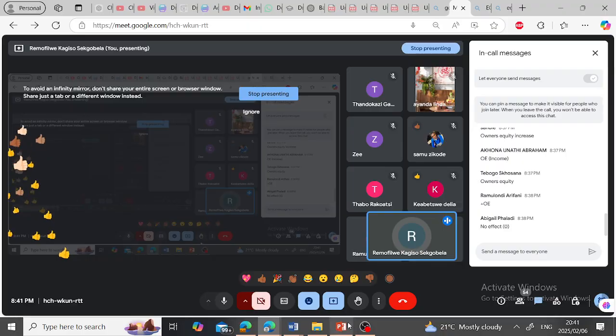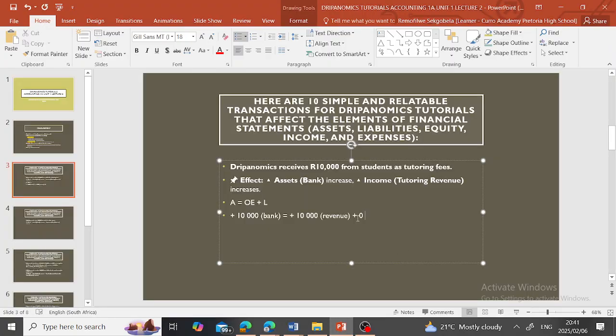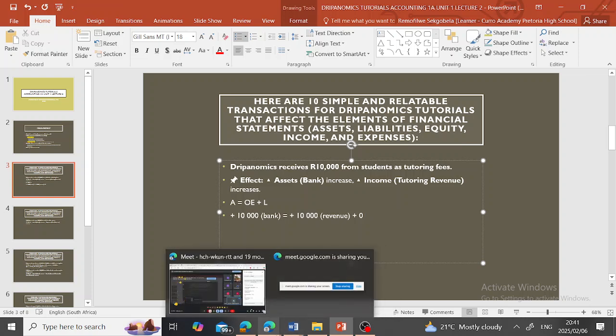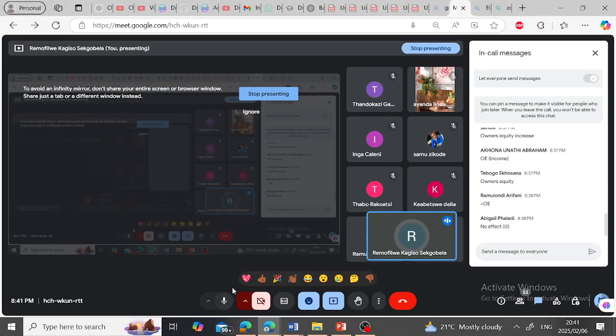So now we did what we call the accounting equation. Let us now define and apply the elements. We already said that bank is affected and income is affected. But now I have a question for you. We are talking on behalf of Dripanomics. If we receive 10,000 from students as tutoring fees, what element are we talking about here that we must define? What main element is being talked about? Because we know there's bank and there's income. But what's the main one? Which element do you think is being affected? Think carefully.